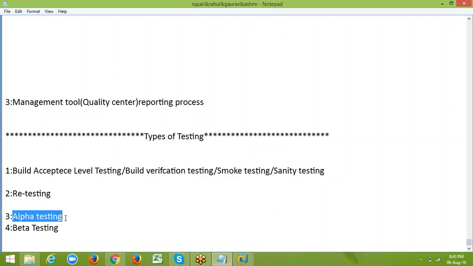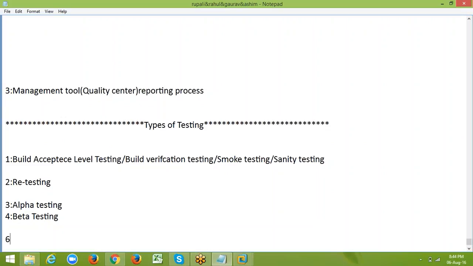Beta testing means in the client location after installation is finished, in presence of the client, we are testing the project. That is called beta testing. So testing the application in presence of the client: in company location we call it alpha, in client location after installation that is beta. After writing, I'll give a small definition.